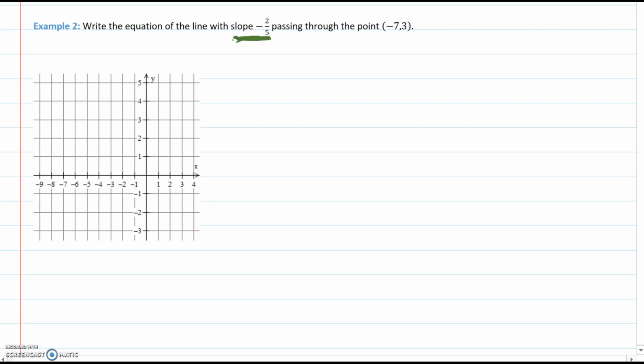So let's start drawing it, and we'll start to draw the line by plotting the point negative 7, 3. So over to negative 7 and up to 3. So there's negative 7, up to 3 is here. Now the slope is negative 2/5. Now remember, slope is rise over run.